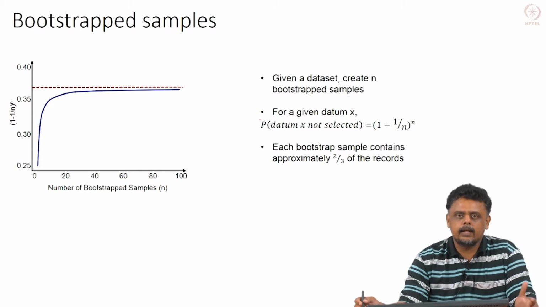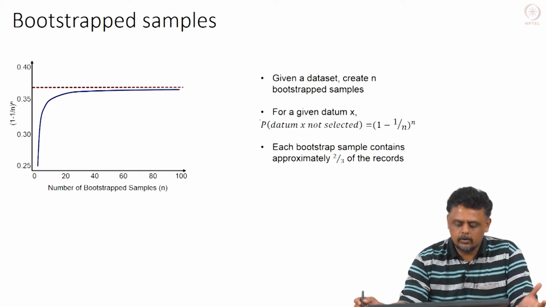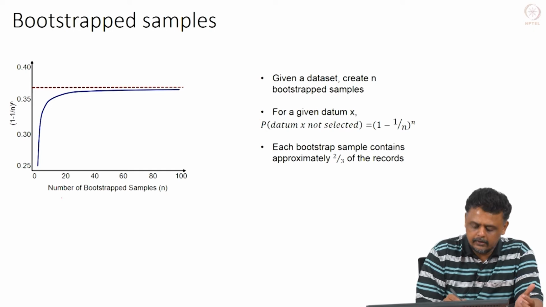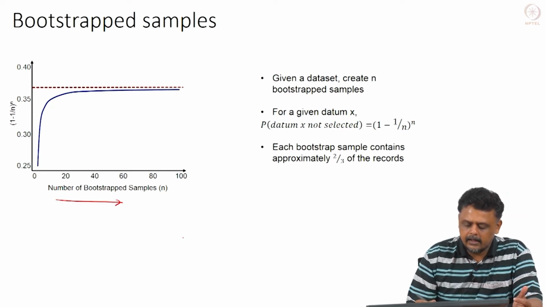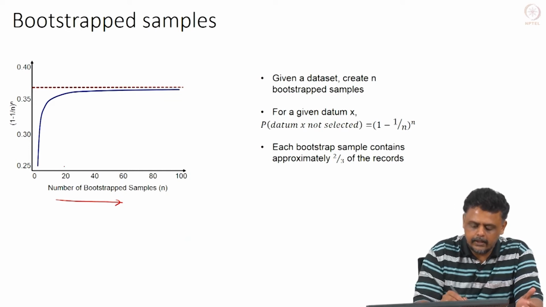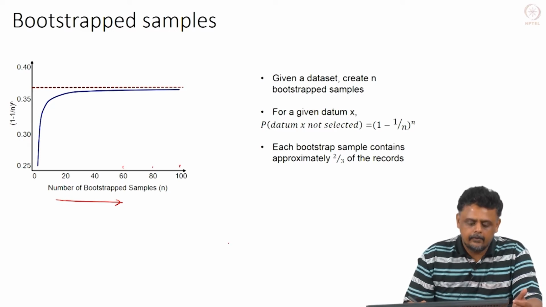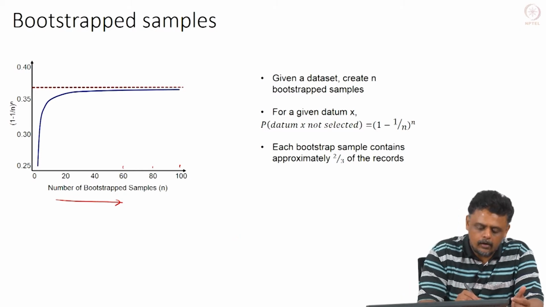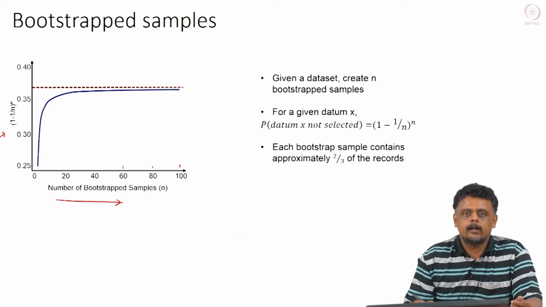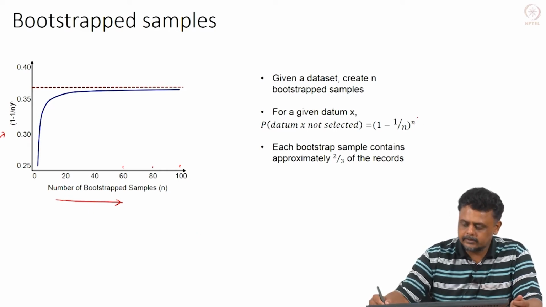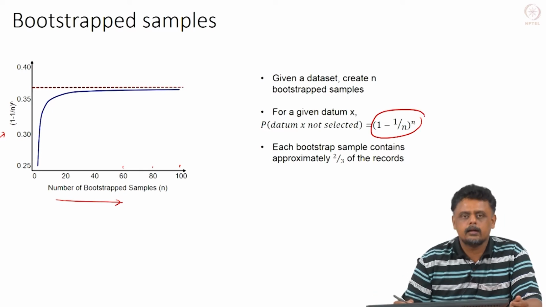What is the nature of the data sets that we get when we do this kind of sampling? On average, in this plot, this axis is basically the number of bootstrap samples. Each time you select 10, 20, 40, 80 or 100 samples from your data, and this is the probability of a particular data point not being present in the data. Okay. That is given by this expression here, 1 minus 1 over n, raised to n.